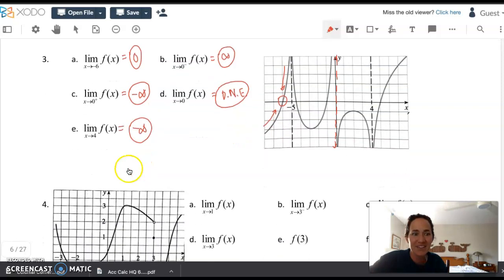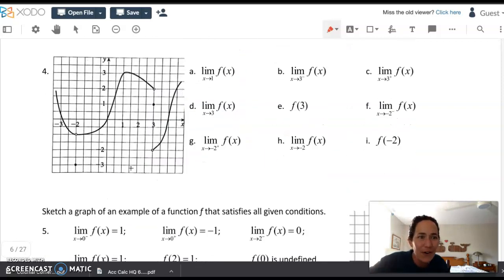Okay, have you had enough yet? Let's look at one more graph. So 4, we've got, wow, limit as x approaches 1 from both sides. So 1, let's just get my bearings here. It looks like from both sides you're growing to the y value 3 there. I'm going to say 3 for the first one.